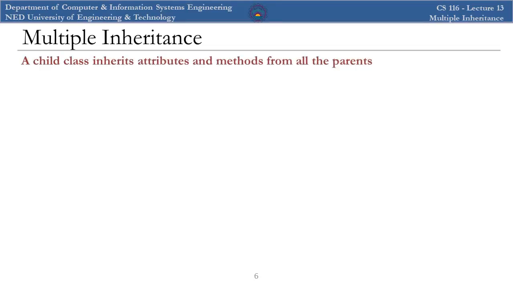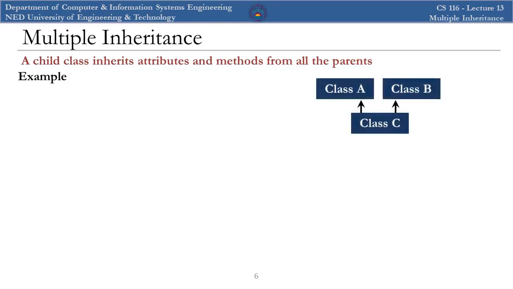Now this is the feature of multiple inheritance. When a class implements multiple inheritance, it inherits attributes and methods from all the parents. The example that I'm going to implement here will prove this point. In this example, I'm going to implement this scenario. Here you can see we have three classes, class A, class B, and class C, and class C is inheriting from both class A and class B. So let's write some formal code to implement this.